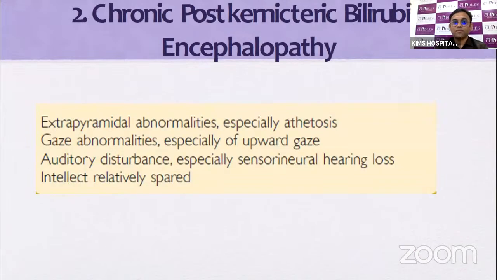Then coming to chronic post-kernicteric bilirubin encephalopathy, which we previously called kernicterus, it classically has extrapyramidal abnormalities in the form of athetosis. The gaze abnormalities are upward gaze palsies, and there are auditory disturbances, especially sensorineural hearing loss, with relative sparing of the intellect.